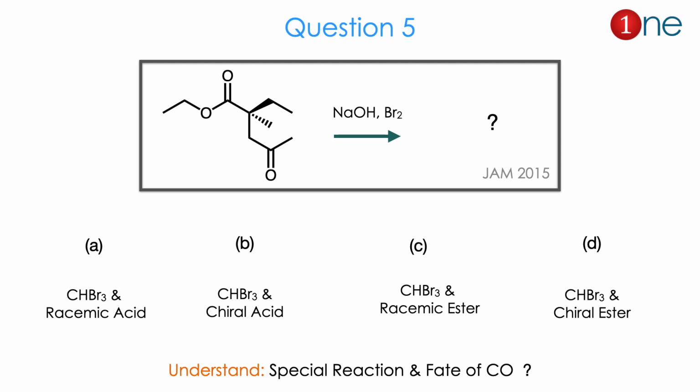Then question number 5. The starting material is an ester, attached with O-ethyl, and on the other side it has a chiral carbon. The chiral carbon is also attached to a ketone. The ketone has a methyl on one side and the ring on the other. The chiral carbon is near the ester group. The reagents are sodium hydroxide and bromine. They ask you to find the product nature. Whether the products are bromoform, or a racemic product, or a chiral product, whether a chiral acid is there or a chiral ester is there. So the answer is B. Let us see how.